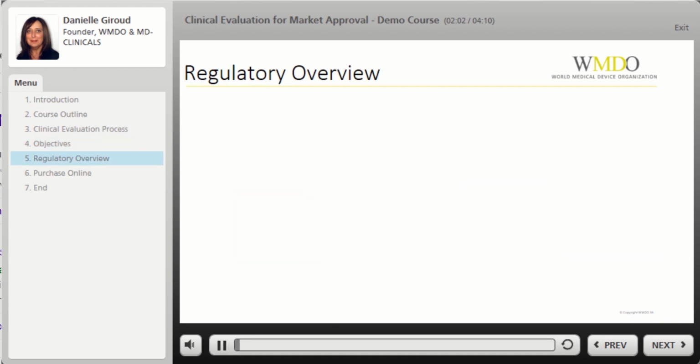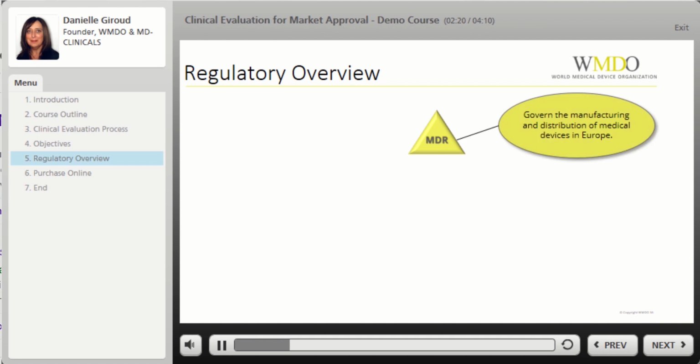Let's begin by clarifying the regulatory background for medical device regulations and other documents, all of which manufacturers must take into account throughout the clinical evaluation process. Medical Device Regulation, MDR, is a set of regulations that govern the manufacturing and distribution of medical devices in Europe. It is accompanied by guidance documents that are not legally binding.